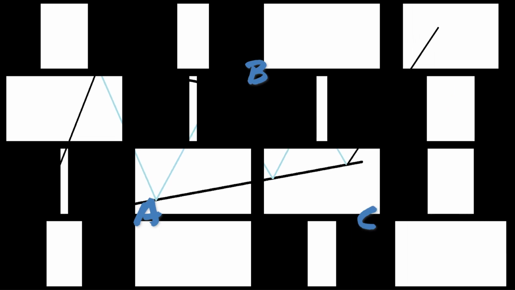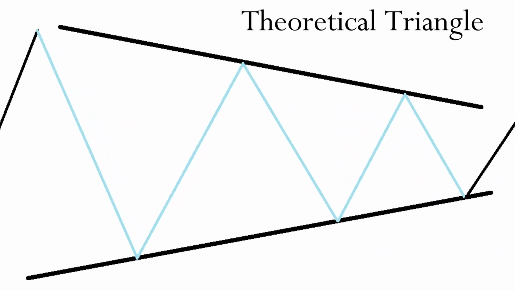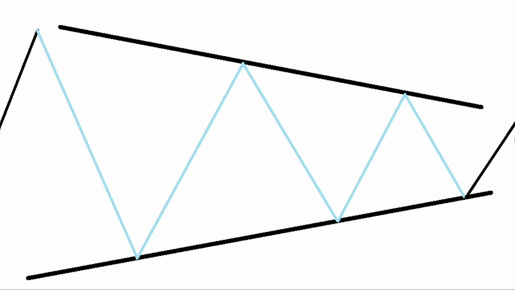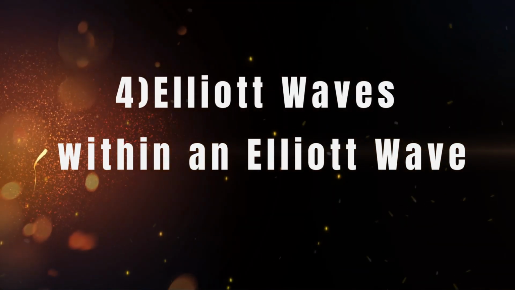The triangle formation. Triangle formations are corrective patterns that are bound by either converging or diverging trend lines. We have analyzed triangles in this series, but now by combining with Elliott theory, you will become pros. Triangles are made up of 5 waves that move against the trend in a sideways direction. These triangles can be symmetrical, descending, ascending, expanding, and I suggest you check the triangles episode.